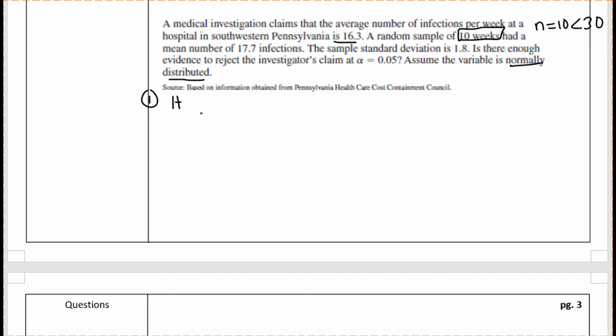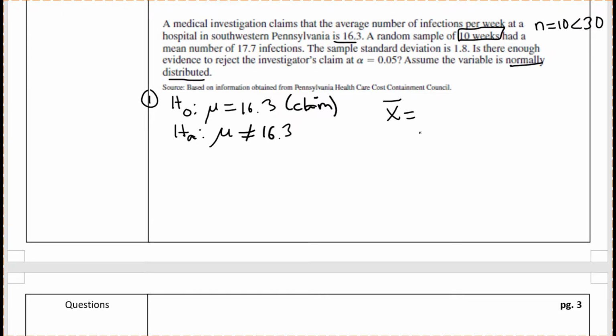So step 1, set up our hypotheses. So this is equal to 16.3. And we want to see, is there enough evidence to reject the claim? So that means we're going to say not equal to. So this is our claim. All right, and we want to identify our average. So X bar is 17.7 infections. And the sample standard deviation is 1.8. So this is a sample standard deviation.